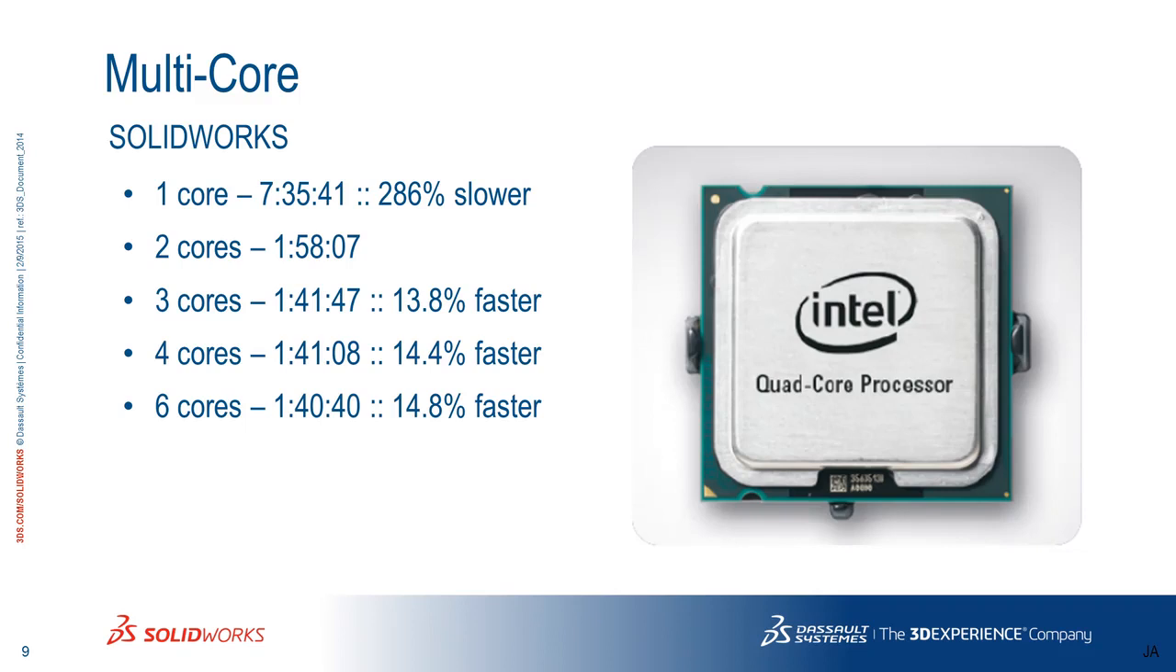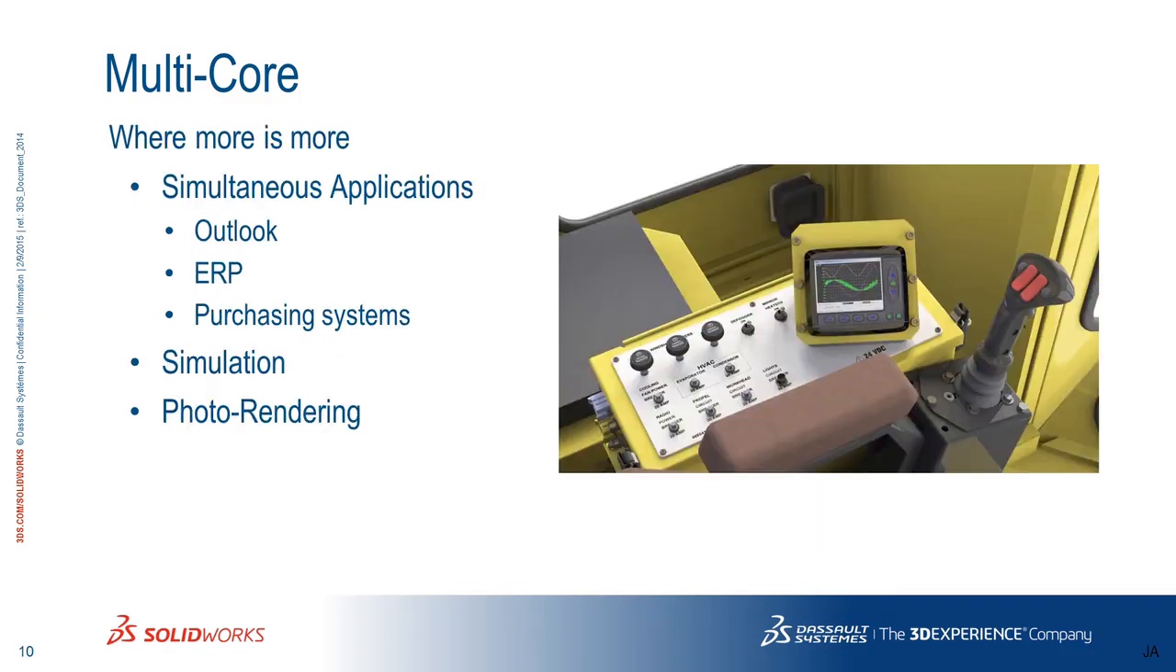With 4 cores, we're gaining a little bit more. With 6 cores, we're only gaining 0.4% over that 4-core processor at that point in time. So, you can kind of see where we're at. Multi-core helps more with simultaneous applications such as Outlook, your ERP, and purchasing systems, as well as simulation and photo rendering. Those are the other 2 places where we take advantage of the multi-core processors.